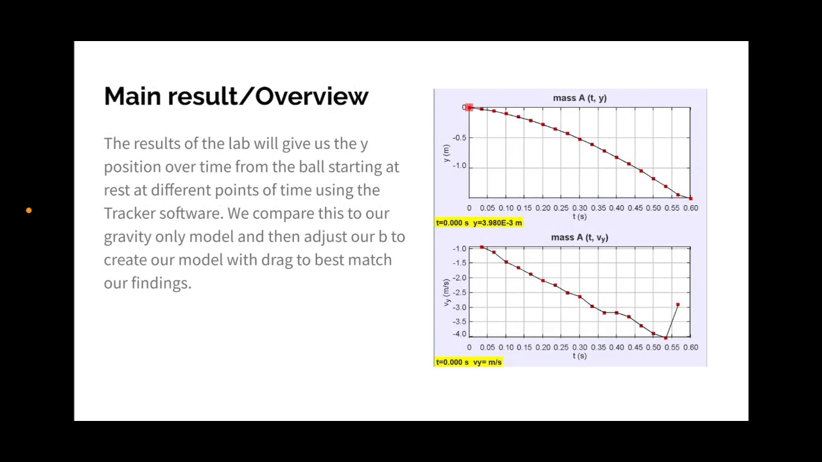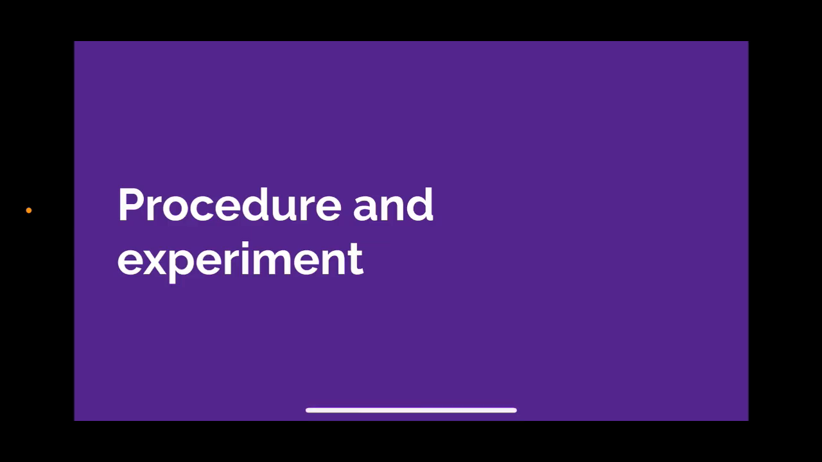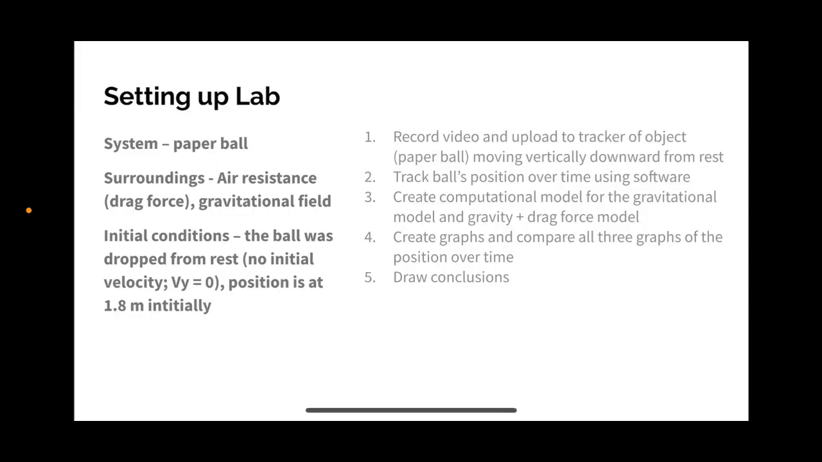The results of our lab will give us the y position over time from the ball starting at rest at different points of time using our tracker software. We compared this to both of our models, the one with gravity and the one with drag. Our system is our paper ball, and our surroundings is the air resistance, which is our drag force, and the gravitational field. Our initial conditions are that Vy is equal to 0 because the ball is dropped from rest, and our position is 1.8 meters initially.